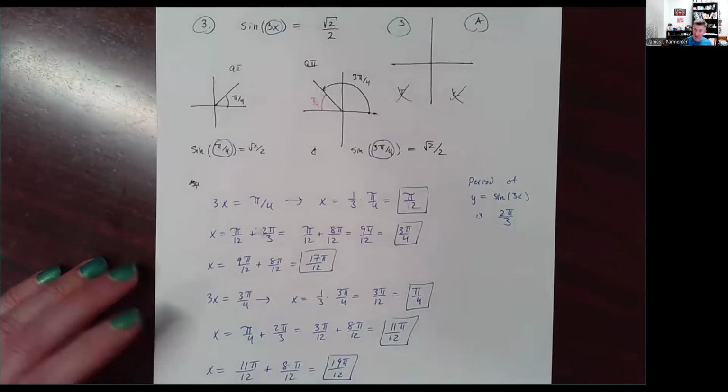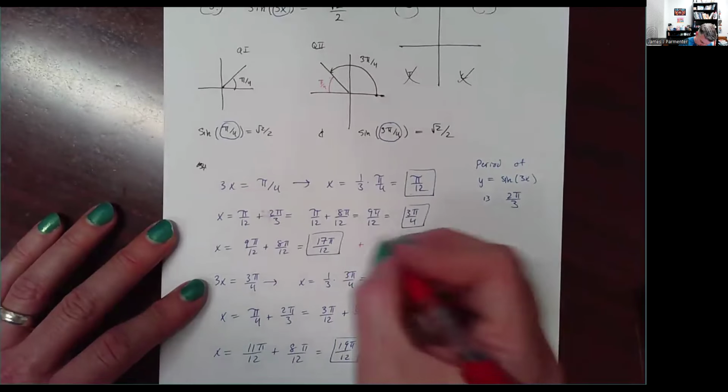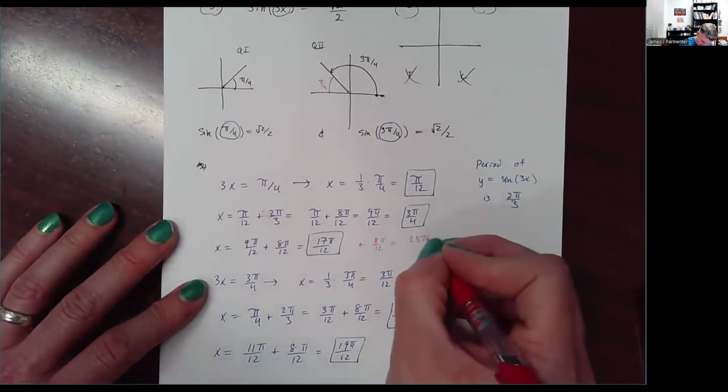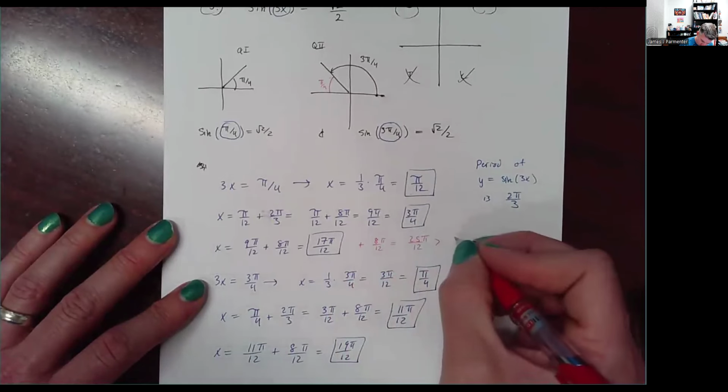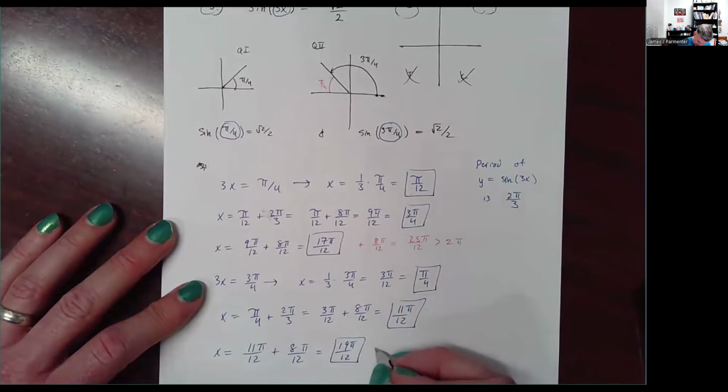If you tried to add another period on to either one of these, like if you added on another period of 8 pi over 12, you get 25 pi over 12, which is bigger than 24 pi over 12, which is 2 pi. Same deal here. If you added on 8 pi over 12, you would get 27 pi over 12, which is also too big.